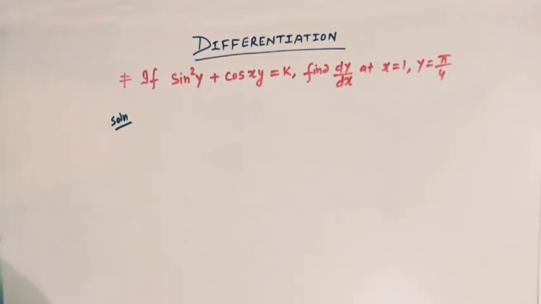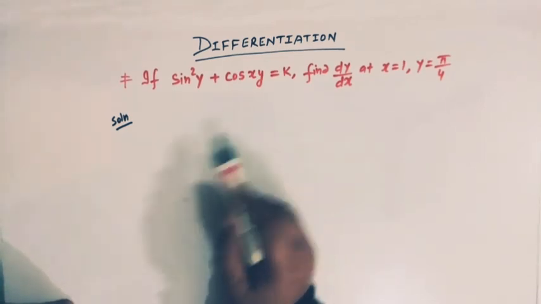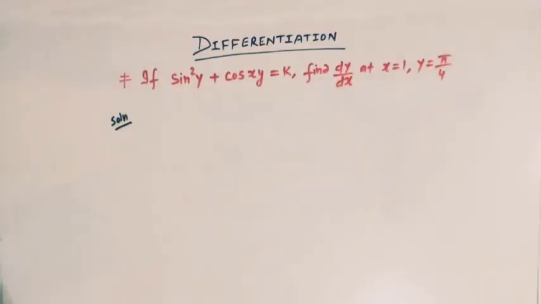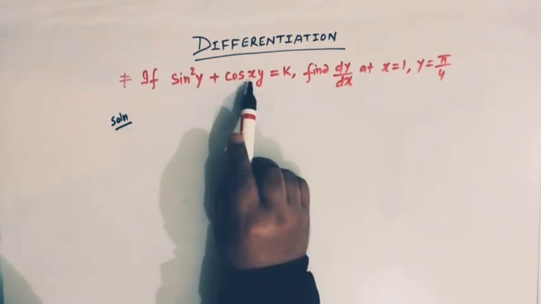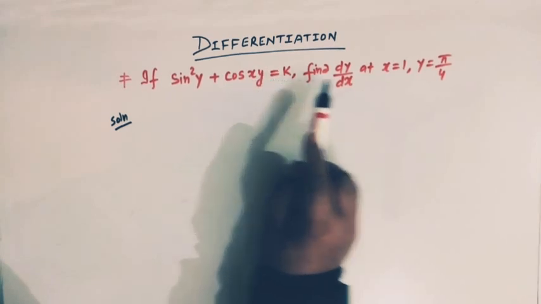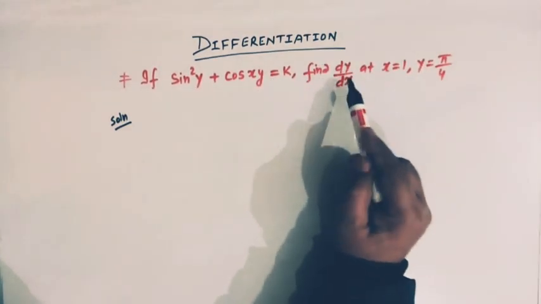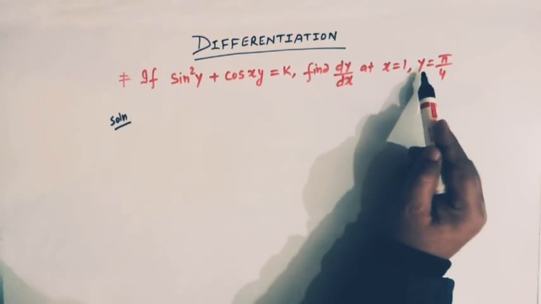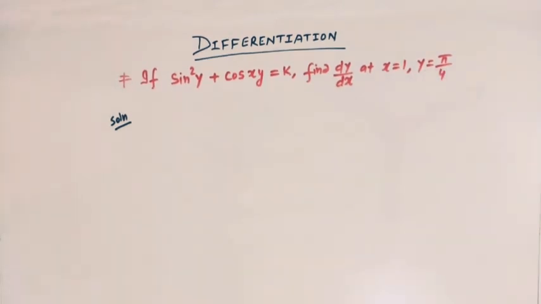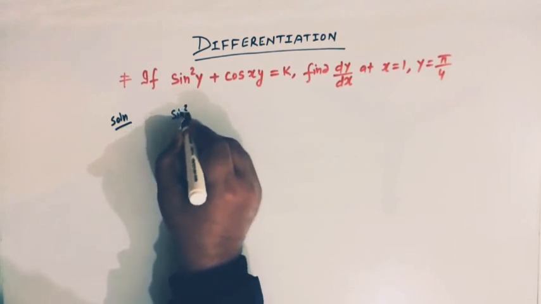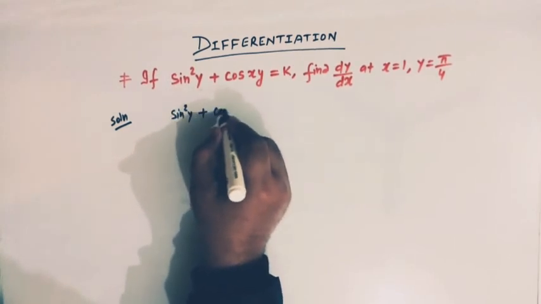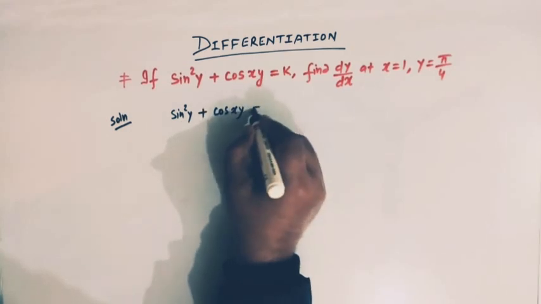Hello viewers. So in today's class we are going to take up one more important problem from differentiation, and here we have this problem, that is, if sin²y + cos xy is equal to k, we have to find the derivative at x is equal to 1 and y is equal to pi by 4, right? So let us start. So here we are given sin²y + cos xy is equal to k.